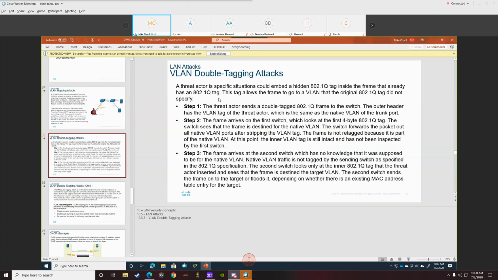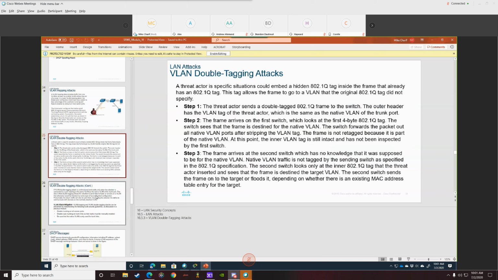Now, once you get to the port, it basically carries all VLANs. So that's how they launch the attack, to make themselves a trunk. Once they plug into the switch, the port on the other end of the switch will become a trunk. And when it becomes a trunk, it's going to carry all the traffic. So that's basically how they launch their attacks.